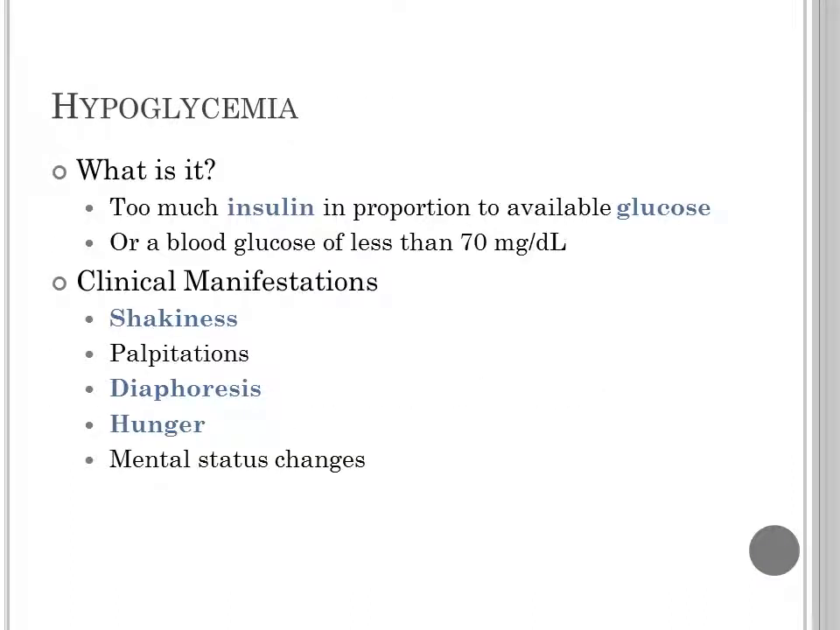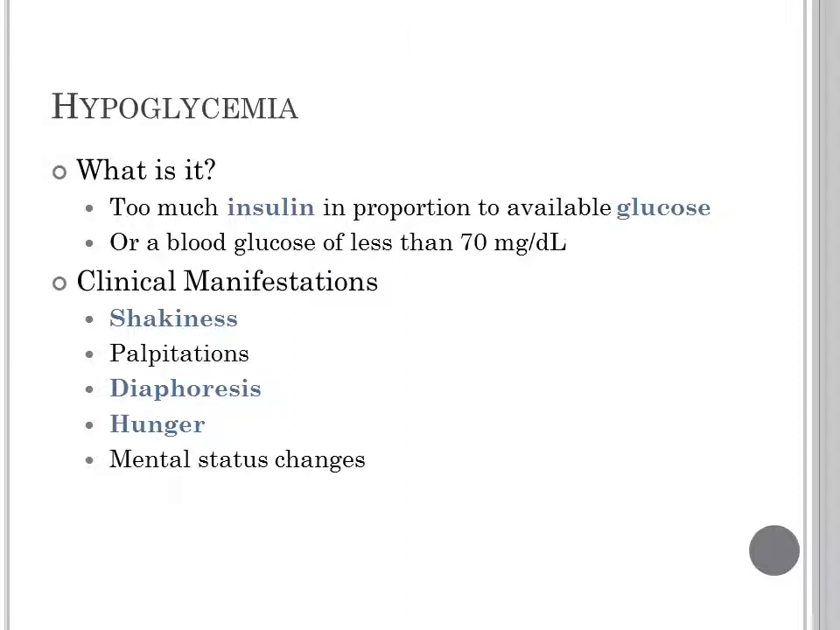Okay, so our very last topic in this outline is going to be hypoglycemia. And essentially what hypoglycemia is, is too much insulin in proportion to the available glucose in the blood. So all the glucose gets a parking spot, if you go back to that analogy, and you're left with nothing in the bloodstream. When you don't have glucose in the bloodstream, it causes problems. It's also technically a blood glucose of less than 70 milligrams per deciliter.